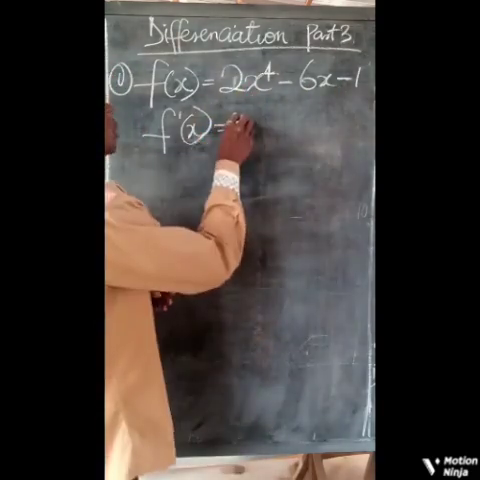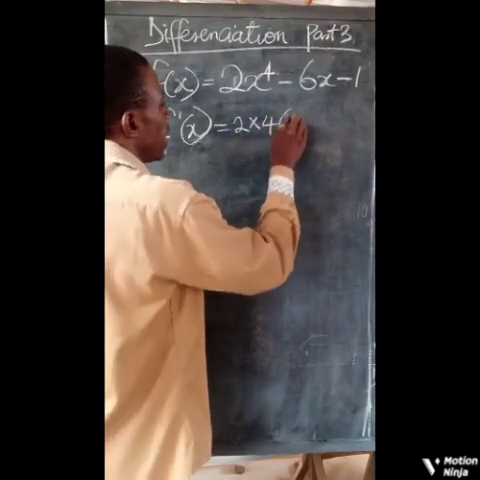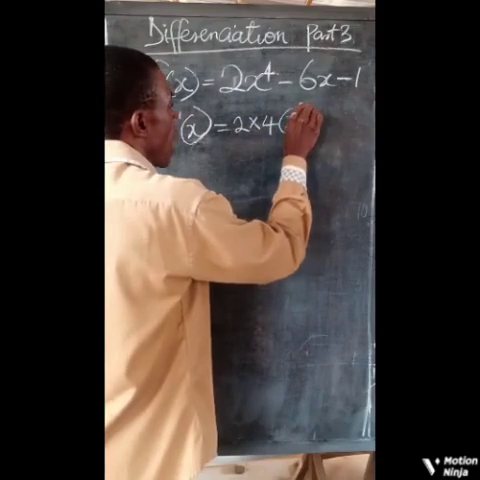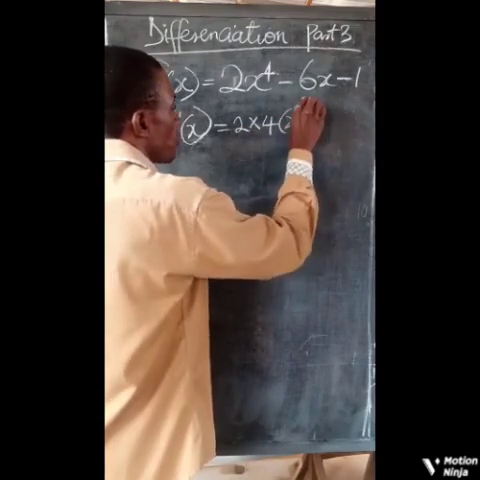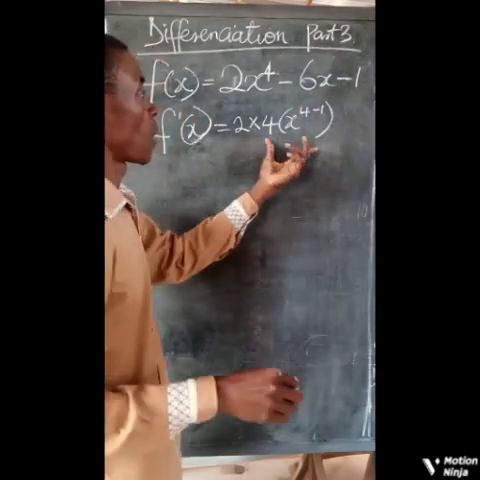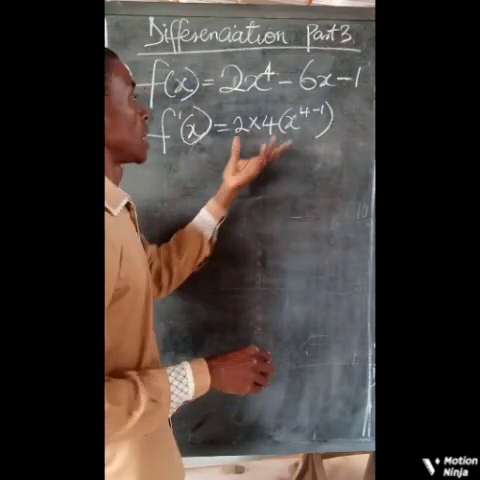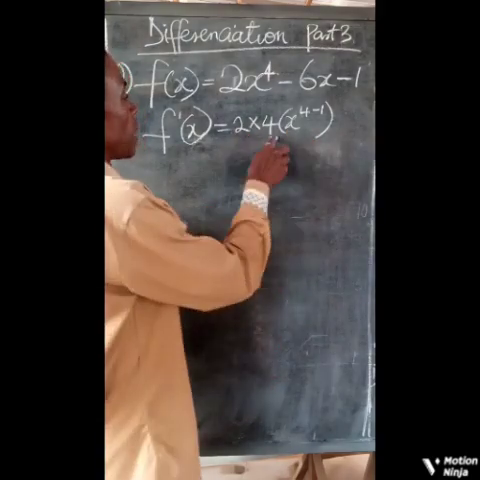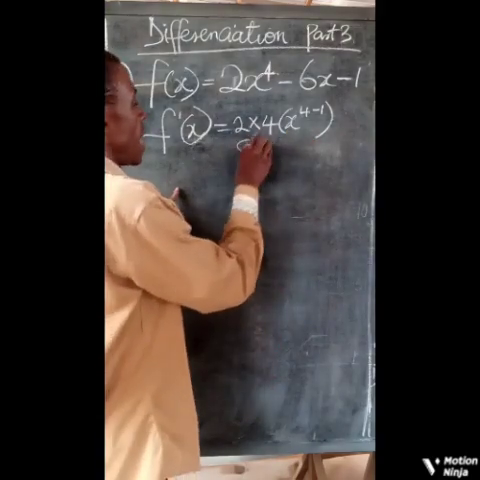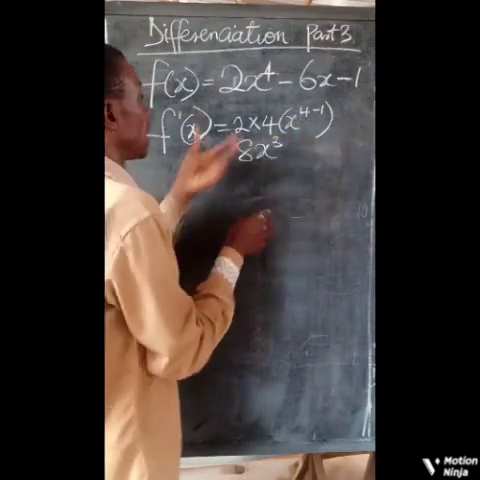This time we'll be having 2 multiplying 4, then x to the power of 4 minus 1. Let's take it term by term. It will enable you to understand what we're doing. That's the first term we're dealing with. 2 times 4 is 8x, and 4 minus 1 is 3, so x to the power 3. So we have dealt with this one.